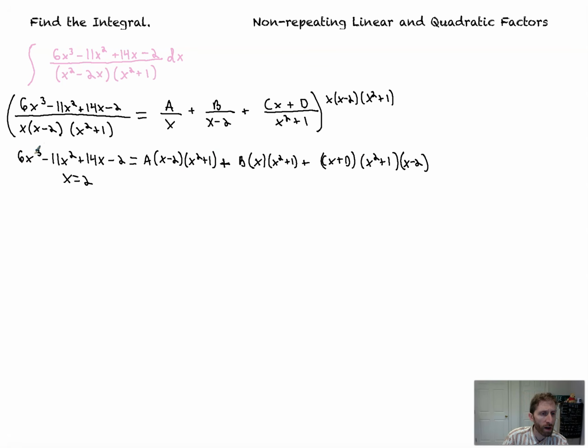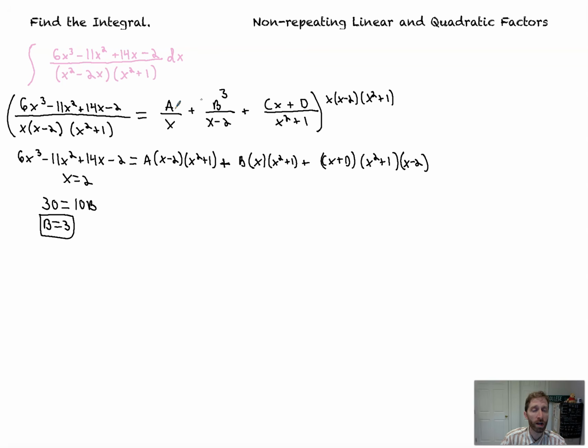And you're left with, okay, well, let's do out some math here. 2 cubed is, well, 8 times 6 is 48. This is going to end up being 44 when we plug in, so that's 4. Plus 28 is 32. Minus 2 is 30. So you have 30 equals, and then we're going to plug in 2 here, and you're going to get 2 times 5 is what that's going to be. So it's 10B. Oh, that's nice. So B is equal to 3. All right, so we got B is equal to 3.